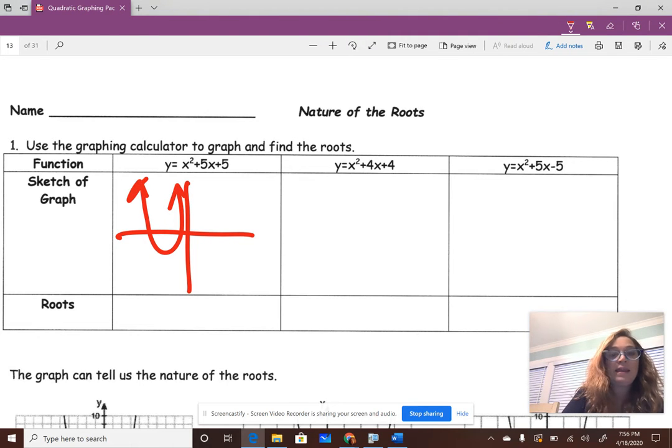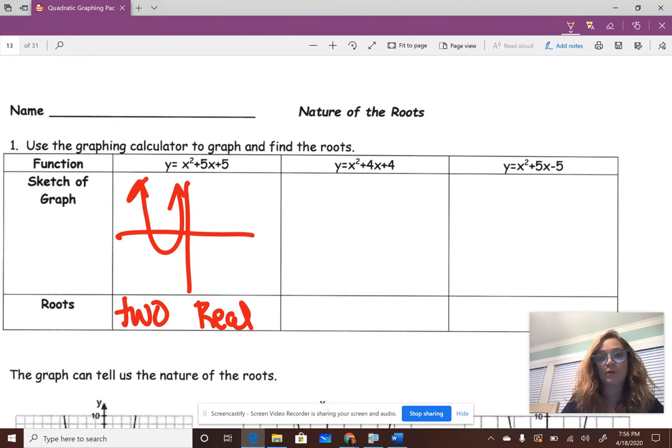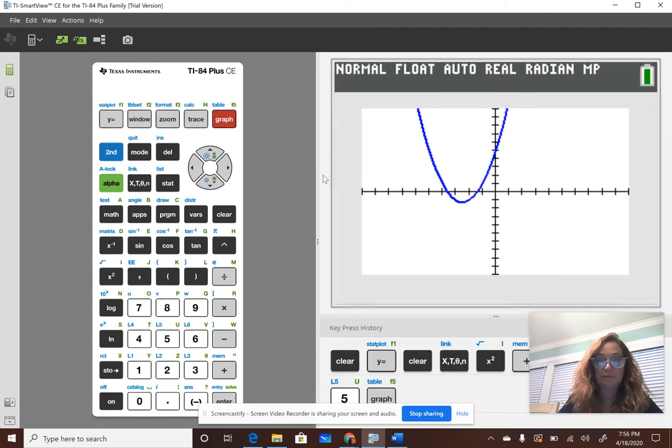All right. Now the roots. There's two of them, and they're real. I don't have an exact value, and that's okay because I'm really just looking to see approximately where they are. Okay? All right, next one.